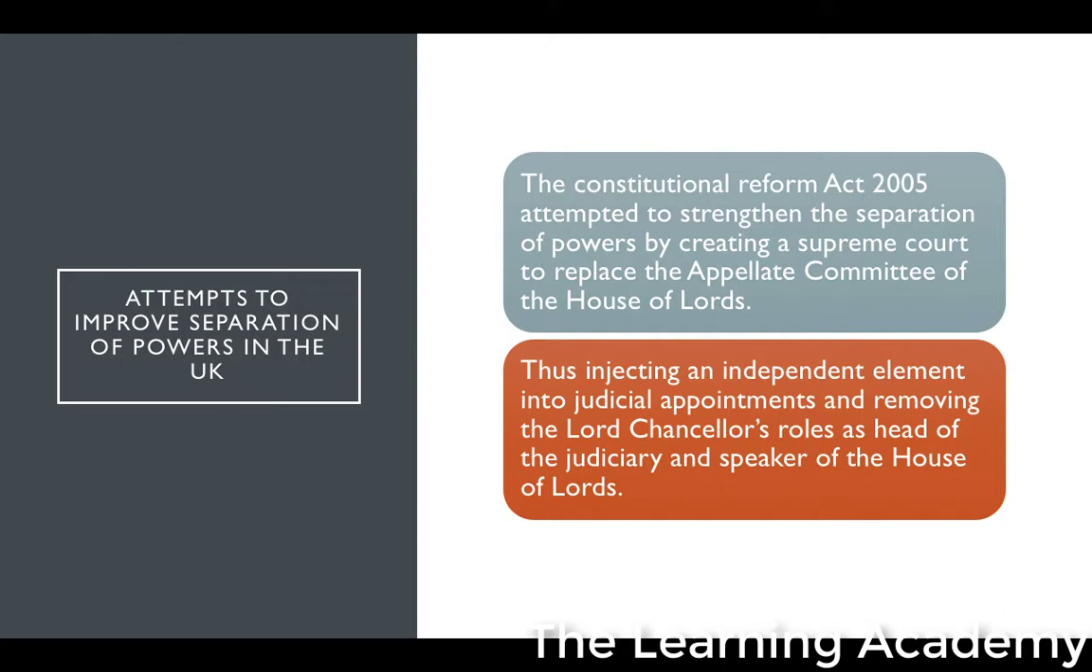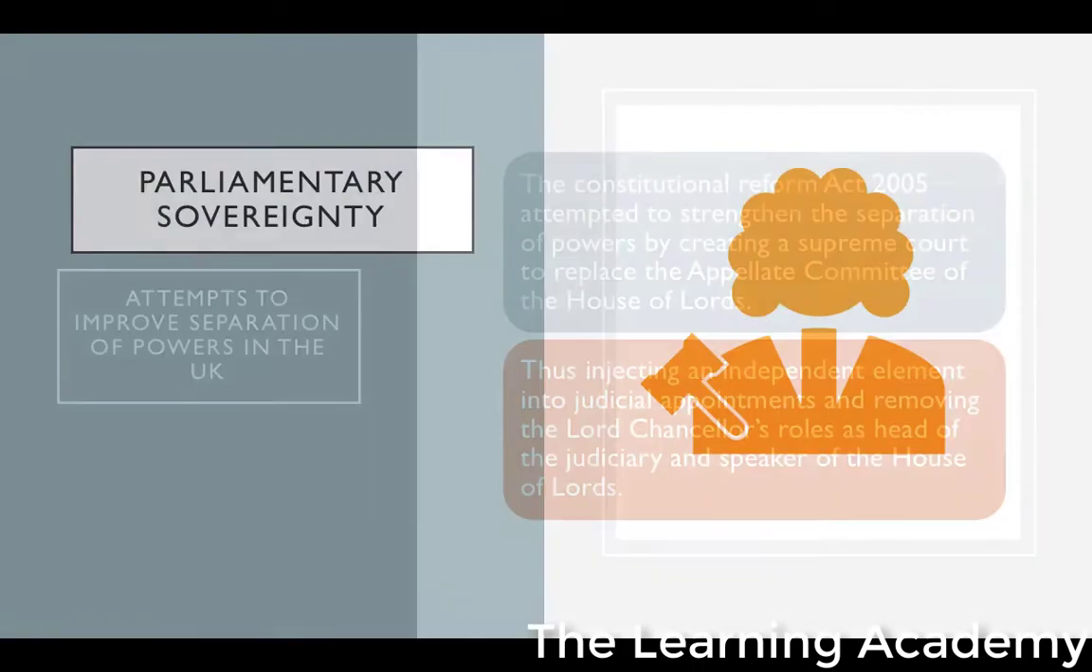This thus injects an independent element into the judicial appointments, and it also removes the Lord Chancellor's role, which was head of the judiciary and Speaker of the House of Lords. So the Lord Chancellor was also a member of both the legislature and the judiciary. And now, since the 2005 Constitutional Reform Act, we see that split apart.